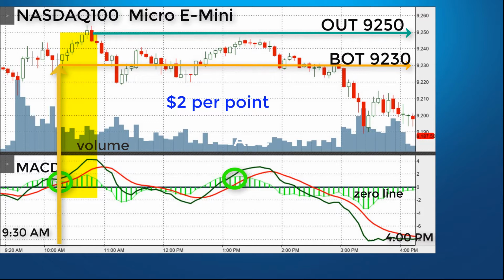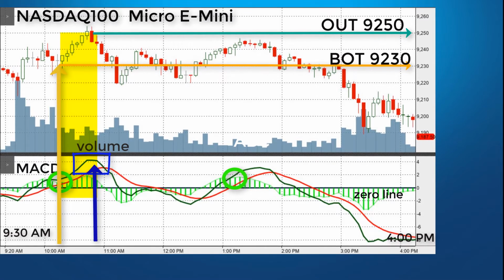Now we're going to use the same MACD indicator to determine when to get out of this long trade. And you can see at about 10:50 in the morning, the green line stops going up. It levels off, turns almost horizontal, and then it heads down to converge with the red line by 11 o'clock. Now that's your signal right there.